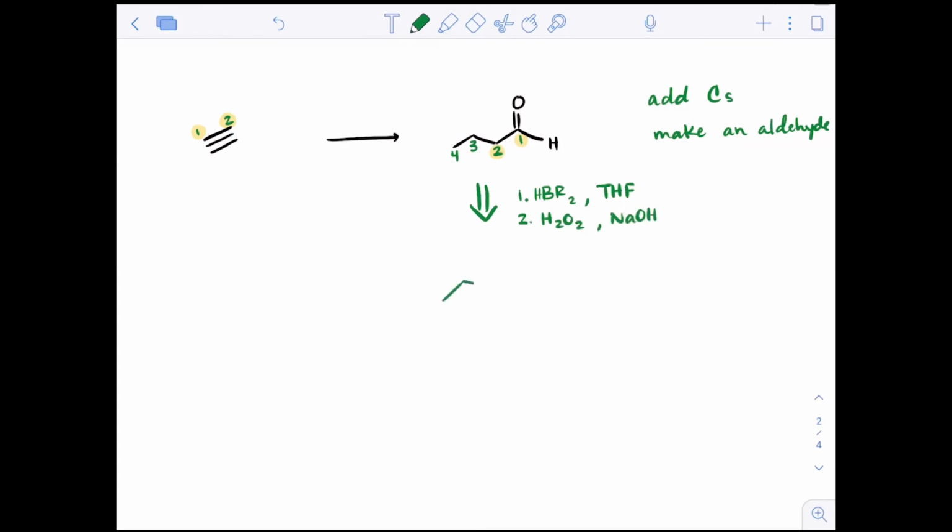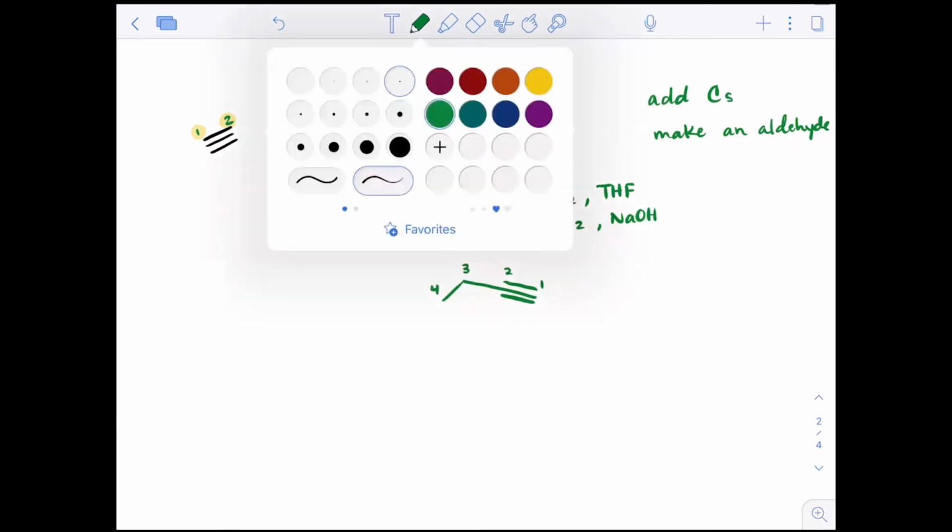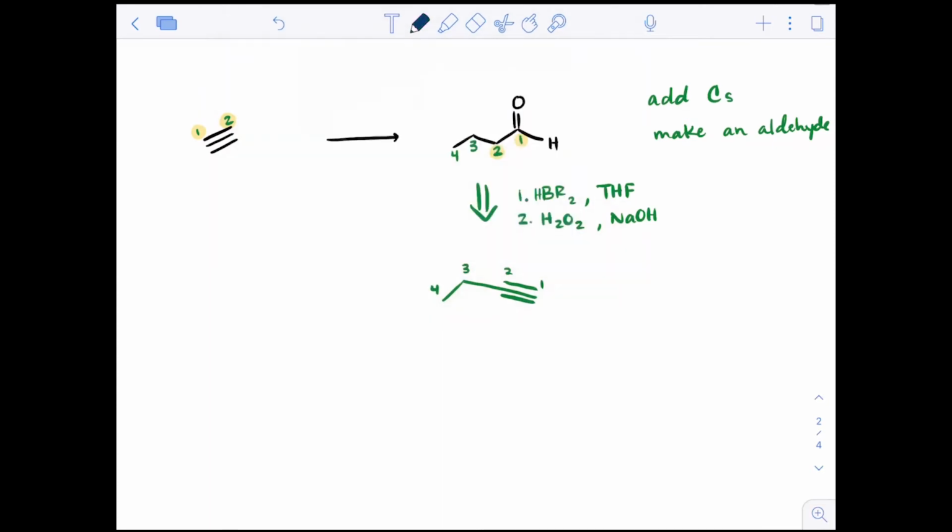Now, what would that triple bond look like? Well, it would be a triple bond between carbons 1 and 2 with extra carbons 3 and 4. Getting closer to my reactant. Let's take a step back. We know that we could add that triple bond as an alkylide ion. Let's put it right here.